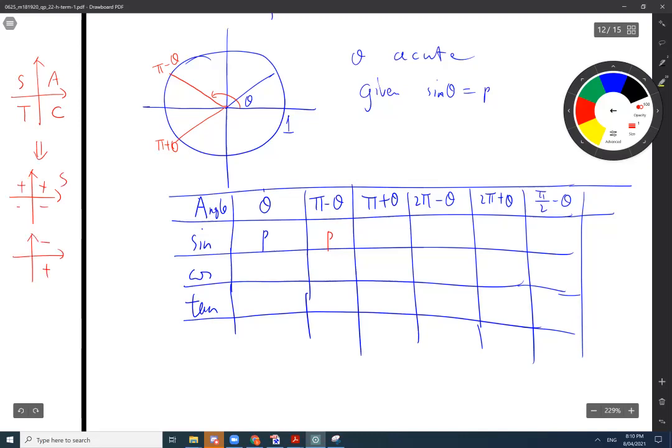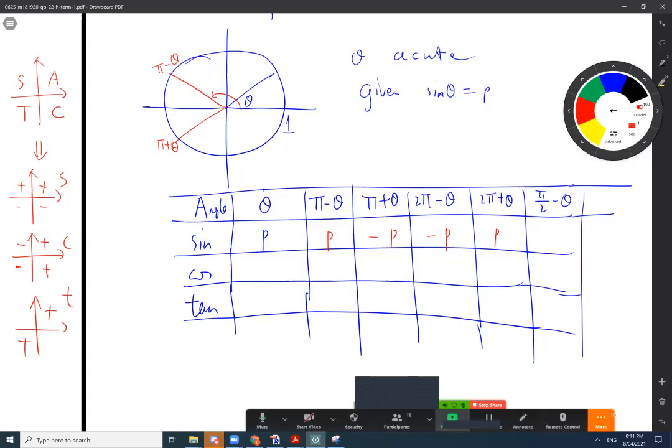For cos, it's positive, negative, negative, positive. For tan, it's positive, negative, positive, negative. Pi plus theta is already negative, so negative p, negative p, p. Okay, 2 pi plus theta just goes back to the original. Cos p theta. What's cos theta? Okay. P. No.